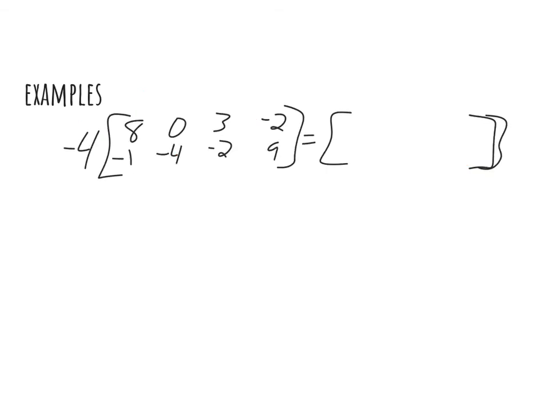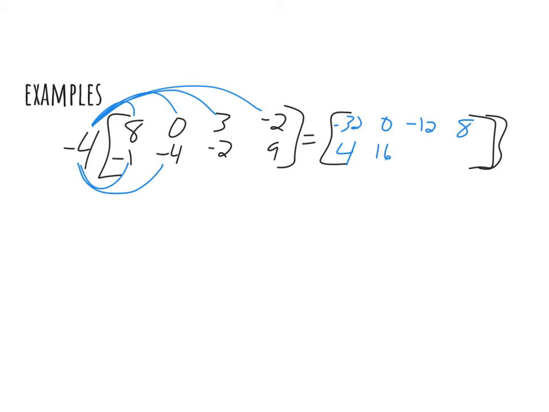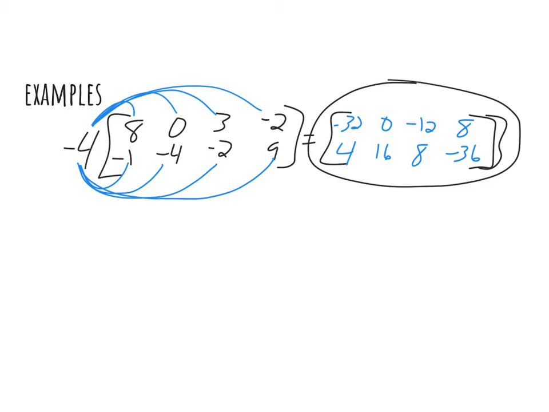We can also have a negative scalar like this one. So we've got this matrix and we're going to multiply it by a -4. So I'm going to take all of the elements times a -4. -4 times 8 gets me a -32. -4 times 0 stays at 0. -4 times 3 is a -12. -4 times -2 gives me a +8. -4 times -1 gives me a +4. -4 times -4 gives me a +16. -4 times -2 is a +8 again. And -4 times 9 gives me a -36. So here is my resulting matrix.